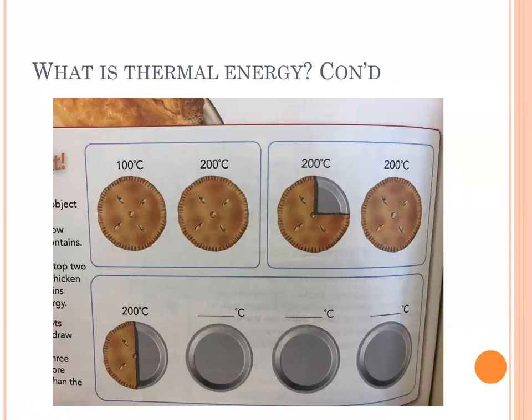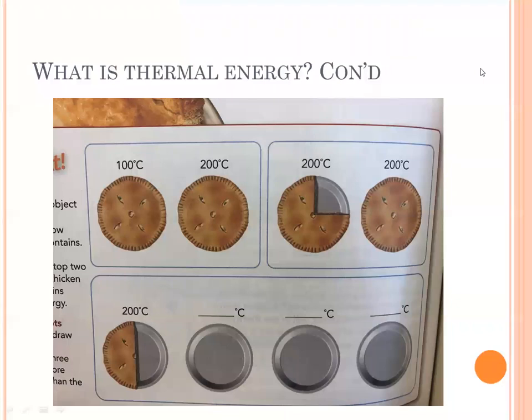Okay, so now that you've completed it, you can see that they're actually not apple pies like my favorite pies. They're chicken pot pies, but I like to think whenever I see pie that it's apple pie. So in the top two panels, you had to circle the pot pie that contains more thermal energy. Okay, so out of these two panels, which one did you circle?